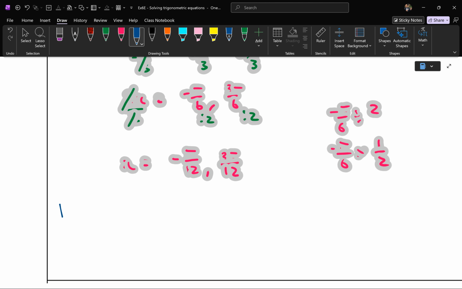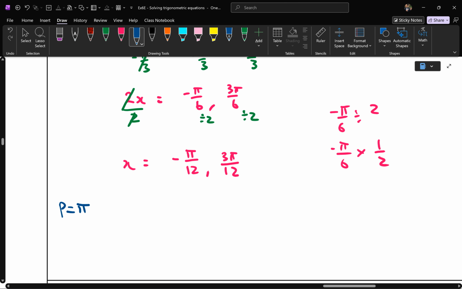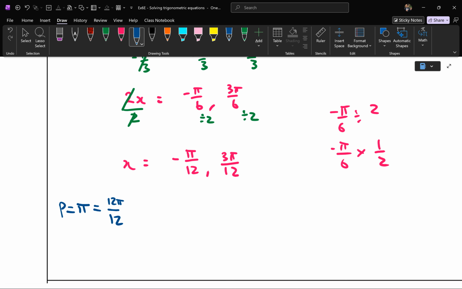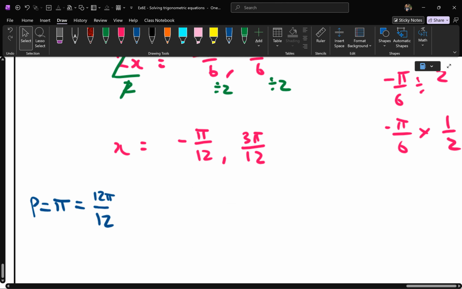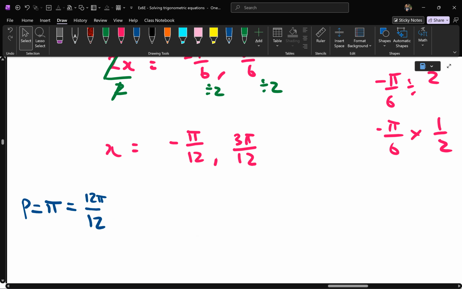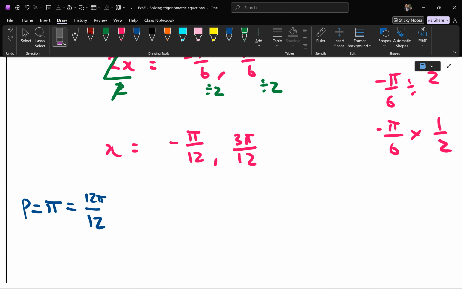Now you told me the period before was pi. Denominator's out of 12. So that's the same thing as writing 12 pi out of 12. So all you have to do now is add and subtract 12s until you reach the domain. Now what's the domain? 0 to 2 pi. So our goal is to go from 0 to 2 pi. Now negative pi on 12 is a problem. That doesn't get counted. But regardless, I'm going to keep adding 12 pi on 12 up until I get to 2 pi. So here we go.